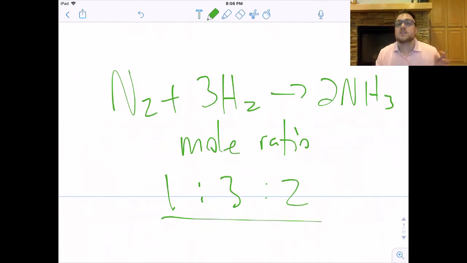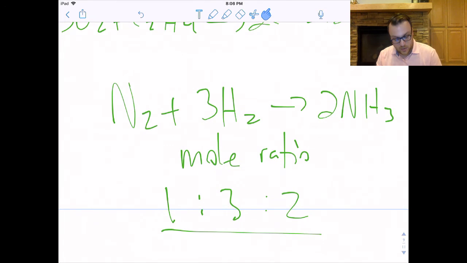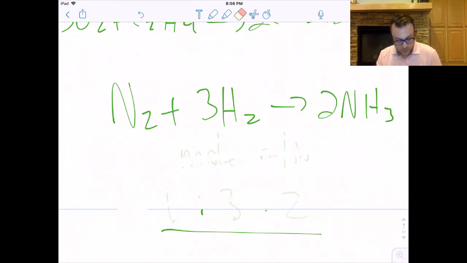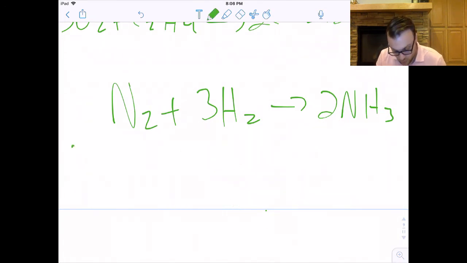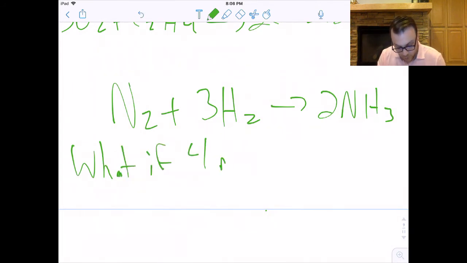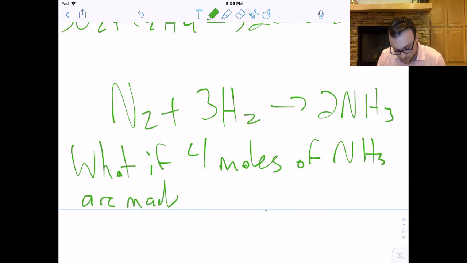So, let's say there's a question like, what if 4 moles of NH3 are made? How would this change the amount of hydrogens and nitrogens that reacted? How much nitrogen and hydrogen must have reacted to create those 4 moles of ammonia? Well, you can just set up a proportion.